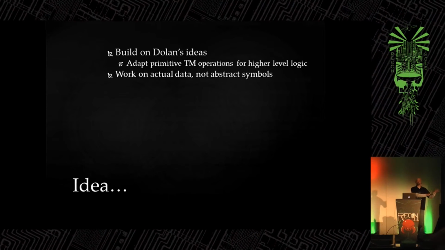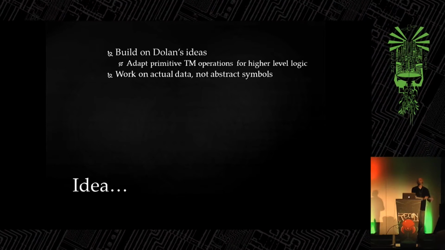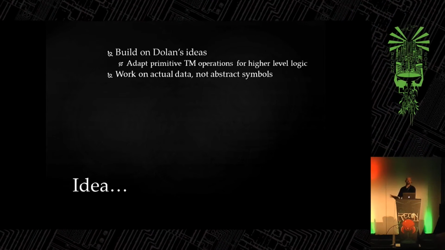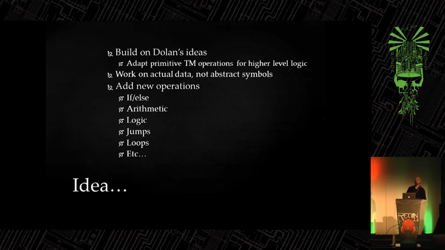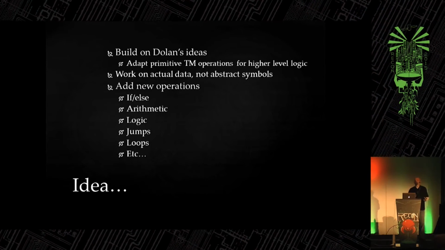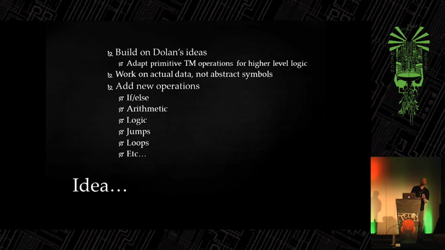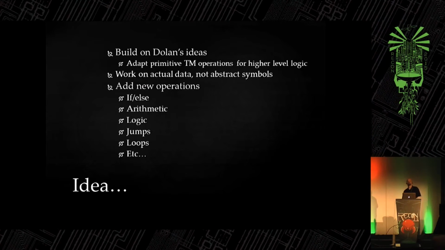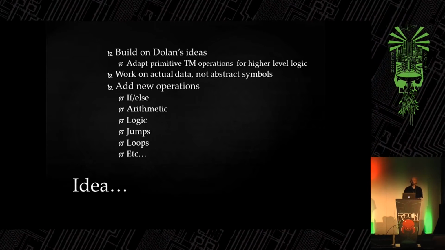His thing just works on abstract symbols. If we want to actually apply this, we need something that will work on real data. So we'll adapt this for real data, and we'll start adding new operations. We can gradually build up operations for if, else, arithmetic, logic, jumps, loops, everything else our program needs to do. We can add these piece by piece using move instructions.